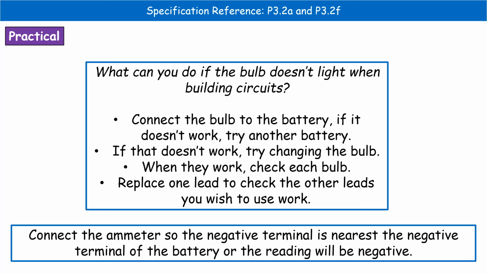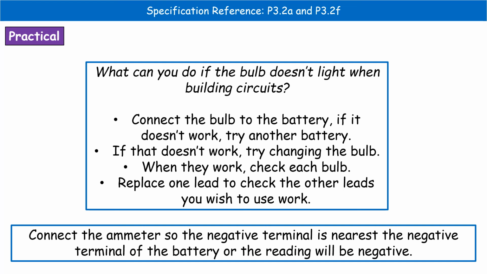As far as the practical work goes, they could ask you some problem solving questions. So if you are trying to do an experiment with a circuit and the bulb is not lighting up, what do you do? Well, first of all, you connect the bulb directly to the battery. If it doesn't work, try another battery first of all. If that doesn't work, try a different bulb. Assuming that those two now work, then what we're going to do is check each of the bulbs in your circuit. Once you've checked all the bulbs, you are then going to go through checking all the wires.